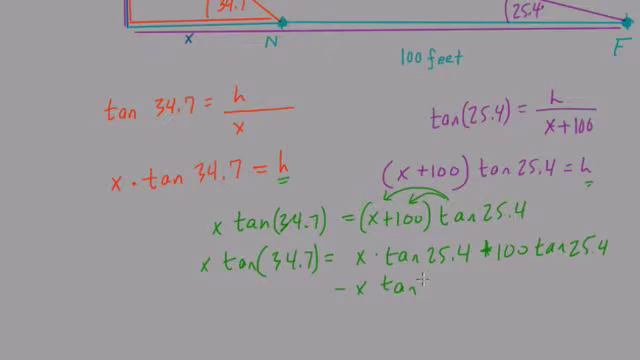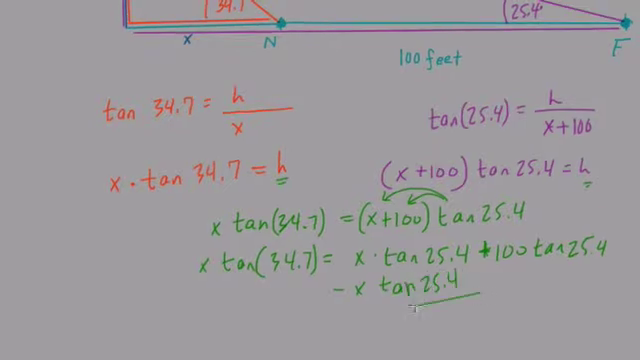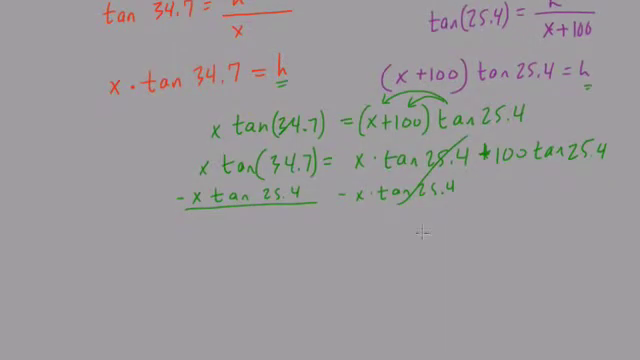So subtract x times the tangent of 25.4. So I subtract this on the right, what's going to happen? Well, anything minus itself is 0. I have to balance it by subtracting it on the left, right? And here, what do we have on the right? We have 100 times the tangent of 25.4. And here we have x tan of 34.7 minus x tan of 25.4. I'm not saying tangent anymore. It gets exhausting to say. So just say tan and save some time.